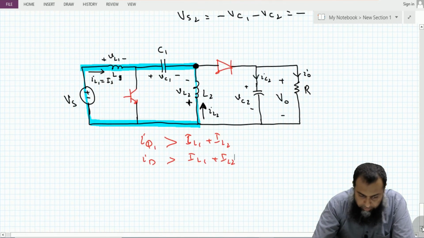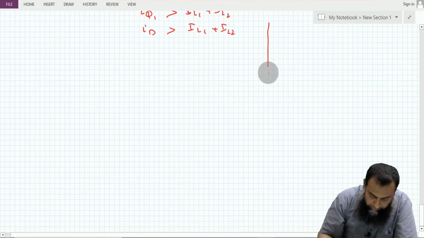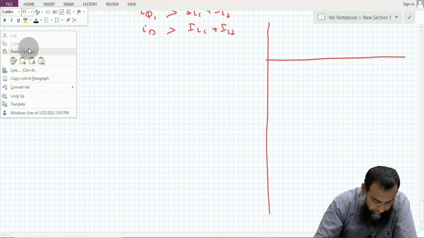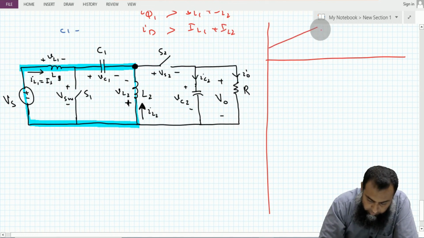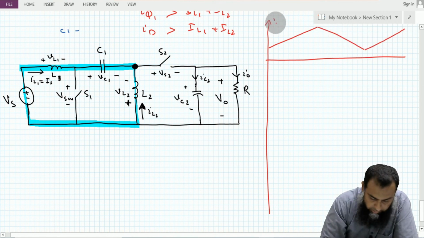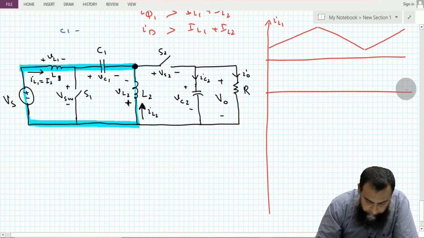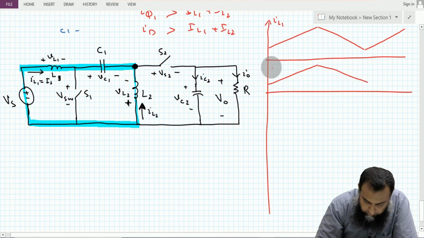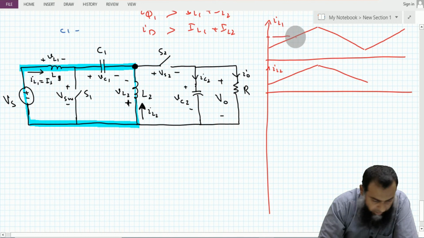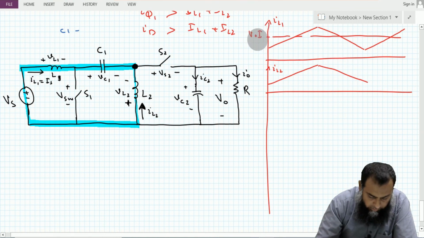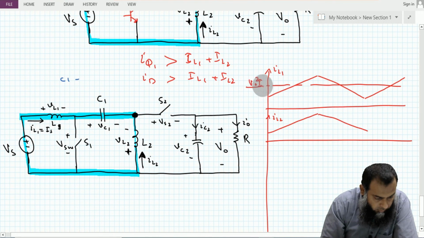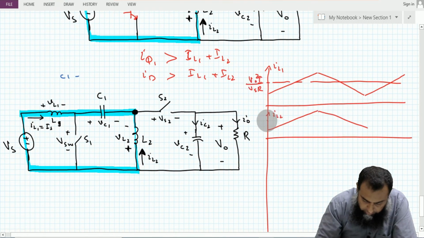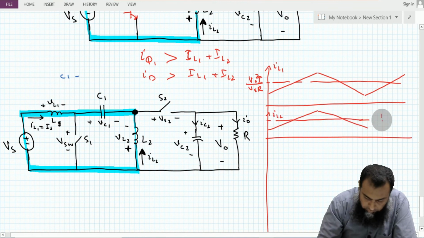So lastly, let us draw the key waveforms for this particular SEPIC converter. Let me paste it again here, so that we can have more clarity. This is the inductor current IL1, and the IL2 is also of the same shape as this one. However, the average value of the inductor current IL1 is V0 square over Vs R, and the average current for this IL2 is equal to this I0.